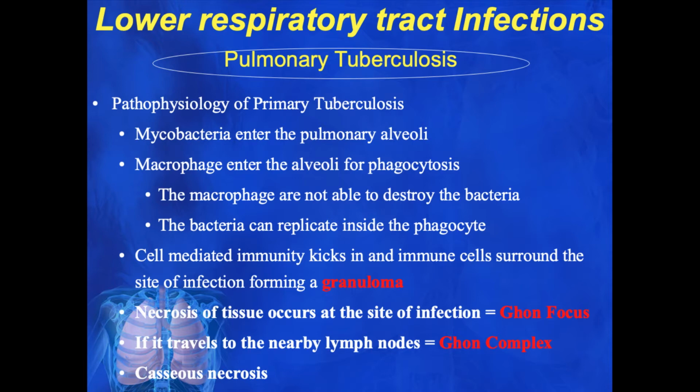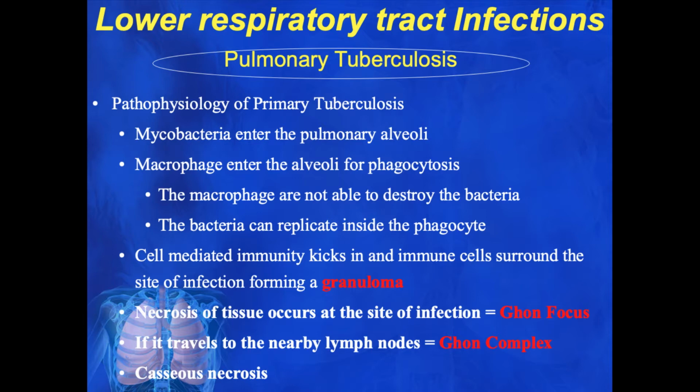Now, cell-mediated immunity can kick in, and the immune cells start to surround this macrophage where the infection is located, and we form what's referred to as a granuloma. Now, there's going to be necrosis of this tissue occurring at the site of this granuloma, and this is what we call a Ghon focus.